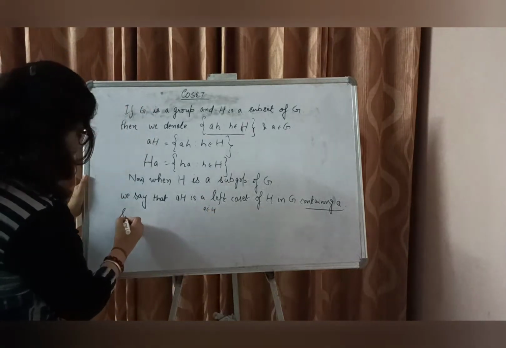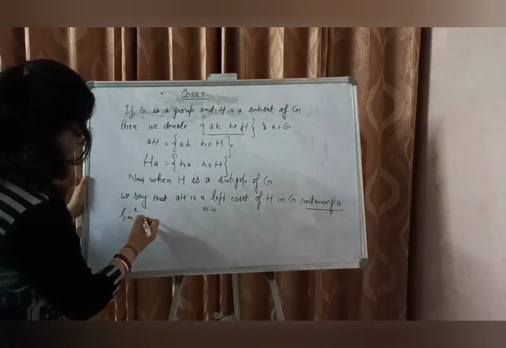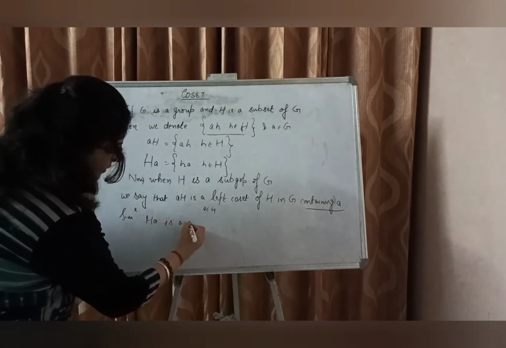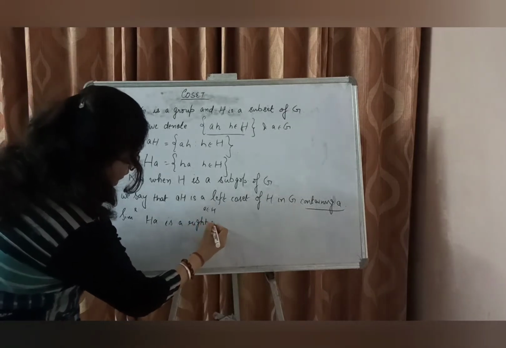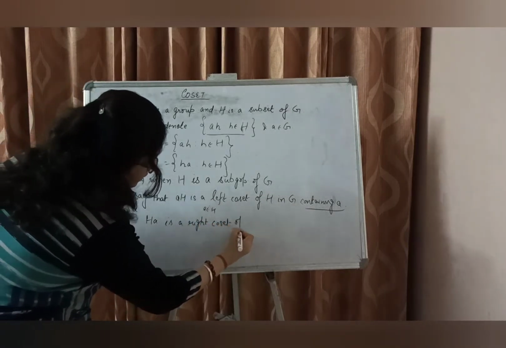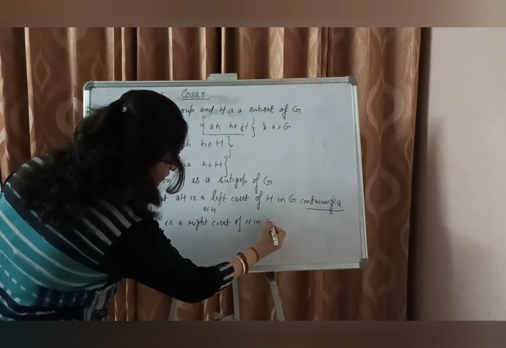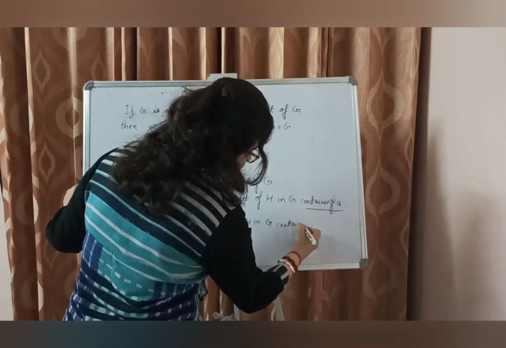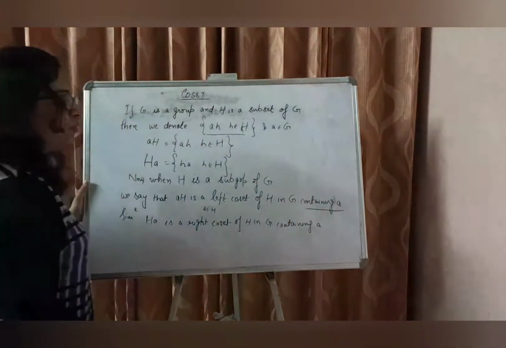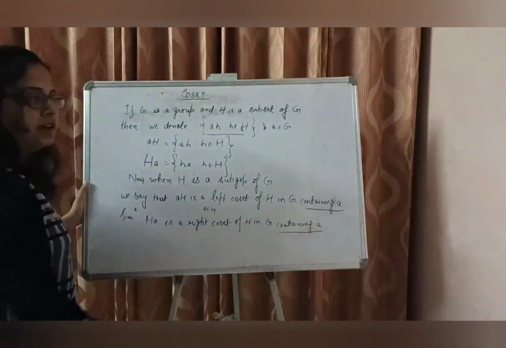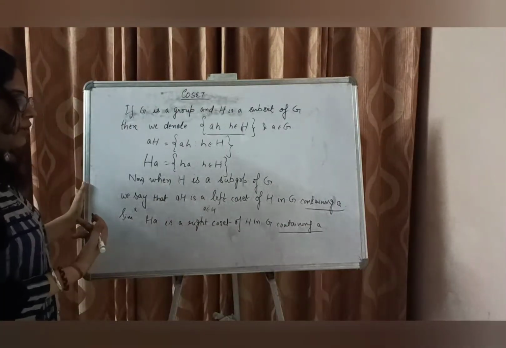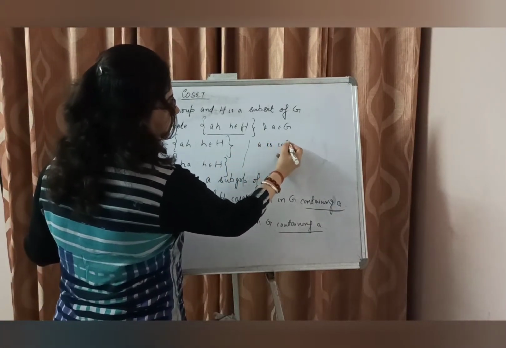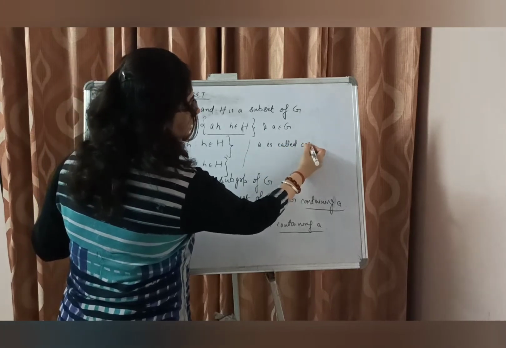And similarly, Ha is a right coset of H in G. Again, it contains a. We will prove that these cosets contain the element. Now, what is special about a? a is called the coset representative.